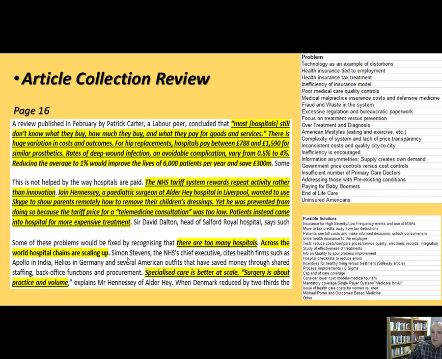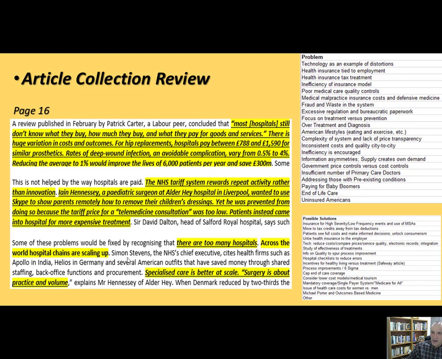Hip replacements, hospitals, and this is NHS again. So I'm trying to show you that this is not just a US problem. You can see ranges from 800 pounds to 1,600 pounds. Rates for deep wound infection and avoidable complication. These are things that hospitals cause their patients because they didn't follow good protocol. They can vary from 0.5% to 4%. So some hospitals have very high quality standards, some have very low quality standards. Reducing the average to 1% would improve the lives of 6,000 patients per year and save $300 million.